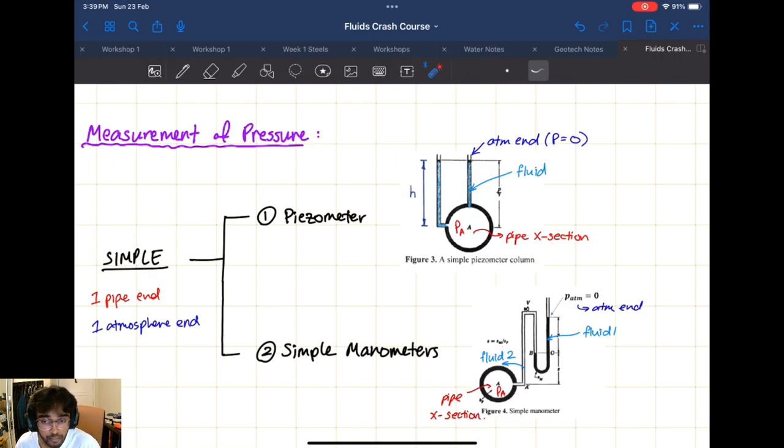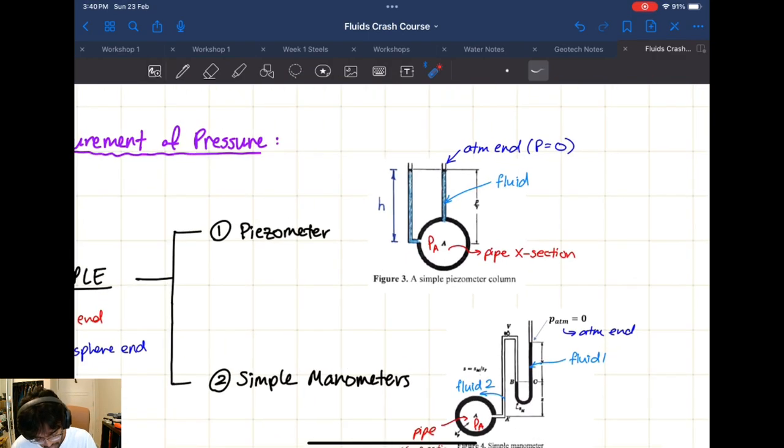the piezometer is connected to a pipe, and within that pipe there's going to be some sort of pressure within the pipe, and an atmospheric end, which means that the other end of the pipe is going to be connected to the atmosphere, or you can just think of it as the pressure is going to be 0, right? Even though there is some atmospheric pressure, when it comes to analyzing it with piezometers, you can just take it as 0.